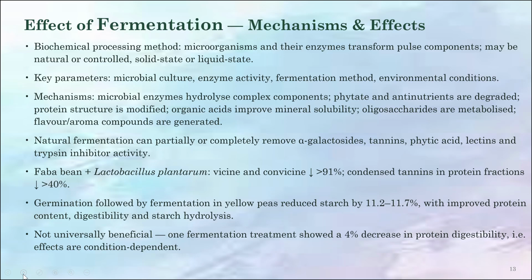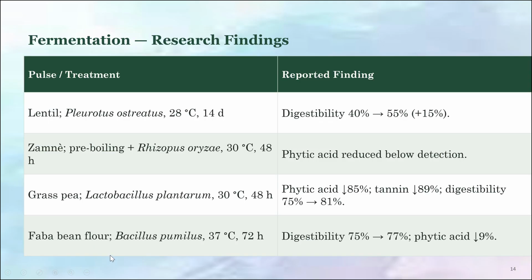The natural fermentation can partially or completely remove the alpha-galactosides, tannins, phytic acid, lectins, and trypsin inhibitor activity. In the fermentation of lentil with Pleurotus ostreatus at 28 degrees Celsius for 14 days, the digestibility has been increased by 15%. And for Zamni, the pre-boiling plus the involvement of Rhizopus or Aspergillus at 30 degrees Celsius for 48 hours, the phytic acid has been reduced below the detection limit.